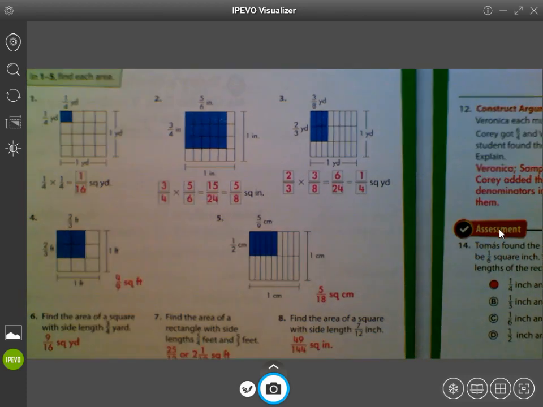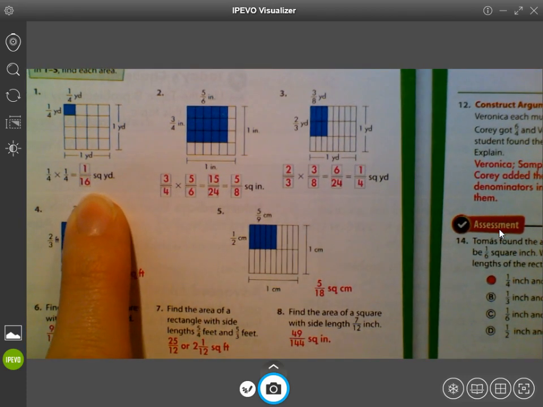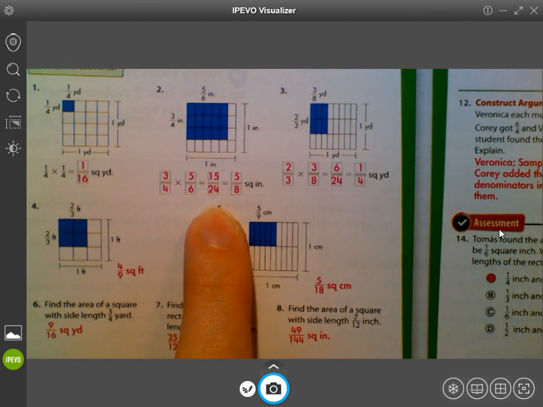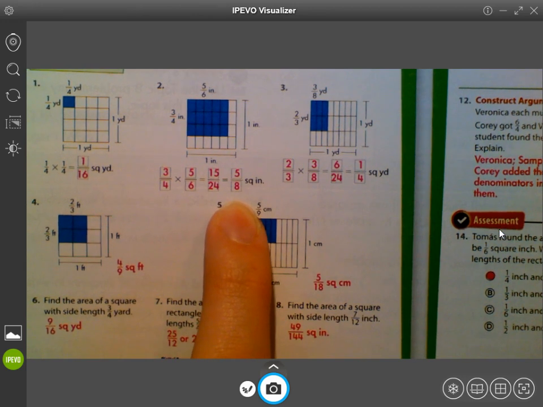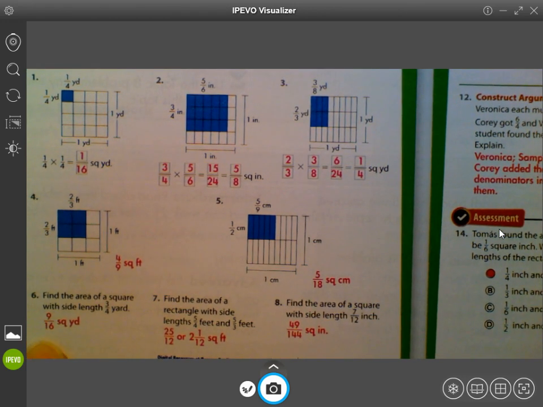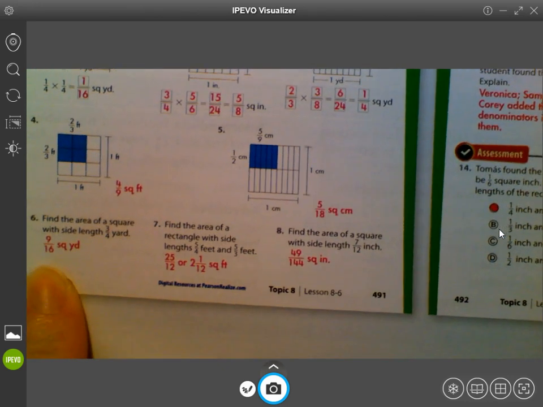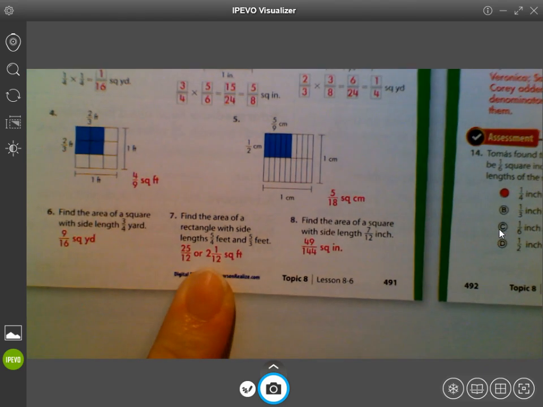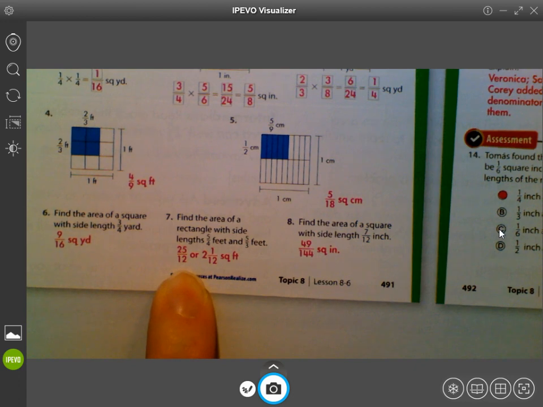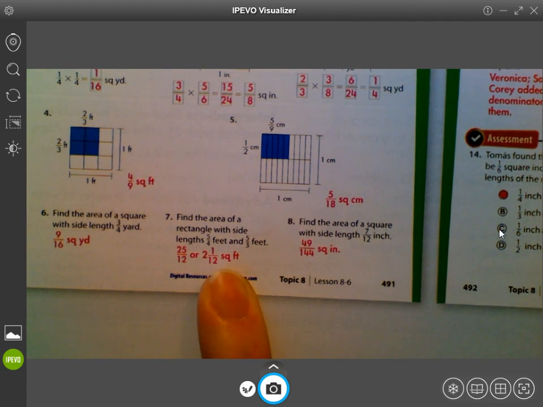Yep, so Eosius, number 1 is 1/16 square yard. Number 2, it's 3/4 times 5/6 equals 15/24, which then we can simplify to 5/8. Number 6, you should have wound up with 9/16 square yard. And then number 7, you would get 25/12, which then, since that's an improper fraction, we can convert into the mixed number 2 and 1/12 square feet.